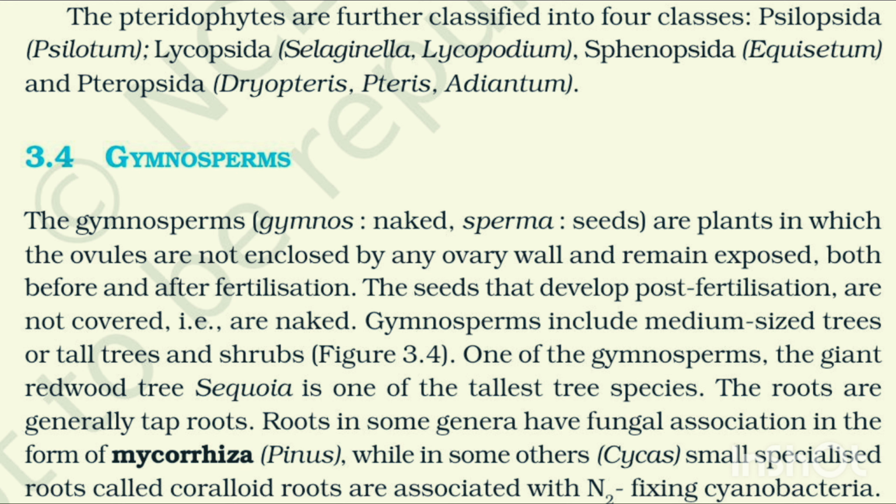3.4 Gymnosperms. The gymnosperms, gymnos, naked, sperma, seeds, are plants in which the ovules are not enclosed by any ovary wall and remain exposed, both before and after fertilization. The seeds that develop post-fertilization are not covered, that is, are naked. Gymnosperms include medium-sized trees or tall trees and shrubs. Figure 3.4. One of the gymnosperms, the giant redwood tree Sequoia, is one of the tallest tree species.